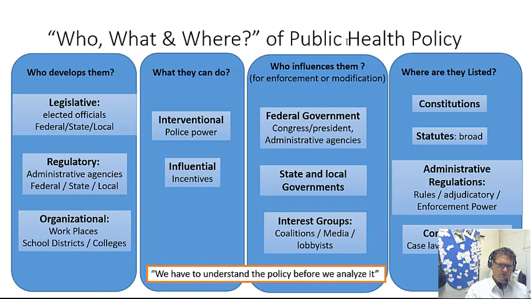What can they do? We went over this in the last video, but essentially it's interventional, police power, for example quarantine, or influential with incentives. They can guide behaviors in certain ways. Who influences the policy? That would be things like the federal government, state and local governments, or interest groups. That's where we come in with the case study that I'm bringing to you today: SB 1000, that is Senate Bill 1000. The case study involves the Alianza and the CCAEJ groups. Those are the interest groups there.